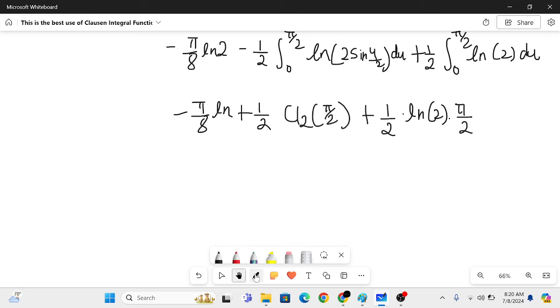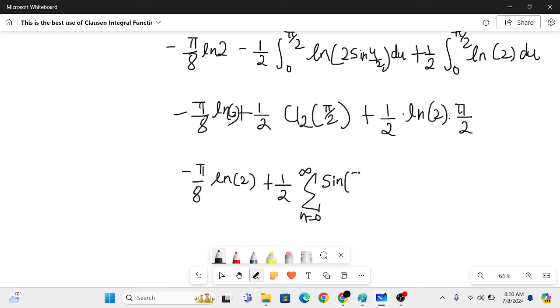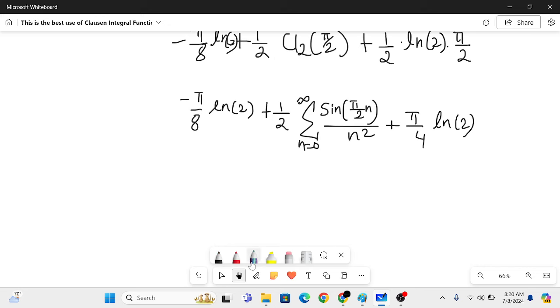Now to evaluate this, we will use the sum definition of the Clausen function. Pi by 8 ln 2, and then half of the sum definition is the sum from n equals 0 to infinity of sine of nx, so pi by 2 times n, over n square, and this is plus pi by 4 ln 2, yes, good. Now the pi by 4 ln 2 and minus pi by 8 ln 2, they add up to get pi by 8 ln 2.